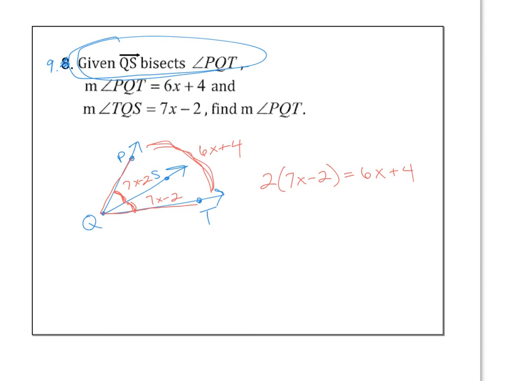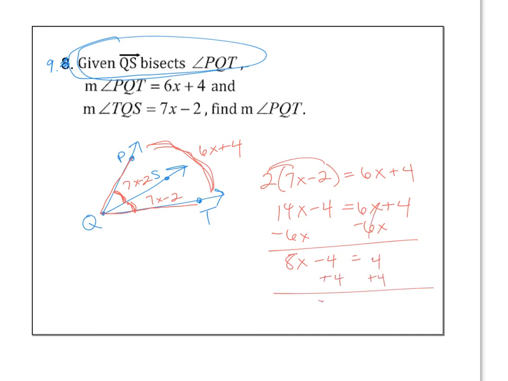Many ways to do this. Probably the quickest way is to distribute. So you wind up with 14x minus 4. And then you just do your algebra. Add your 4. And I believe if you divide by 8, x equals 1, which is great, but it's not our final answer.